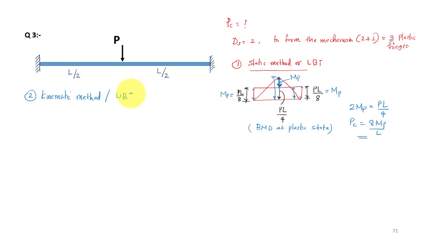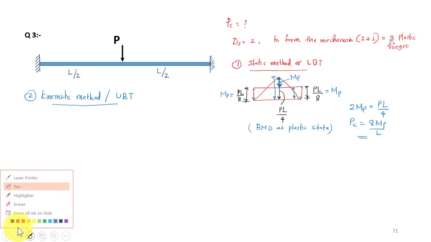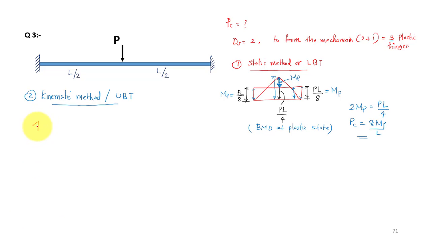Or upper bound theorem. So here we have to make use of the mechanism, and to form the mechanism in this structure we need 3 plastic hinges. That means 2 plastic hinges at the support and 1 plastic hinge at the midpoint or the midspan. So you can draw your mechanism. It will be something like this. Here I have a plastic hinge, and here I have a plastic hinge, and another one at the center.